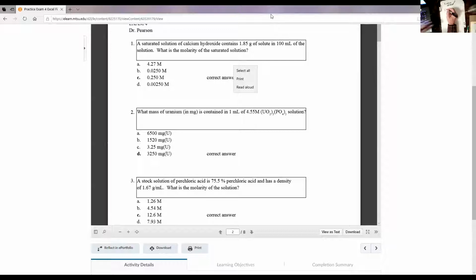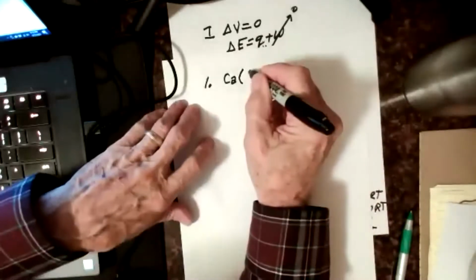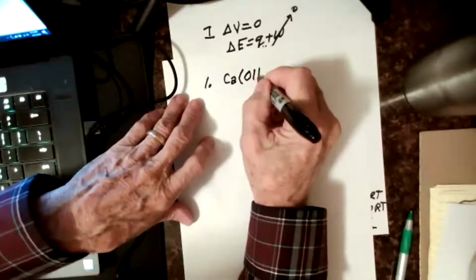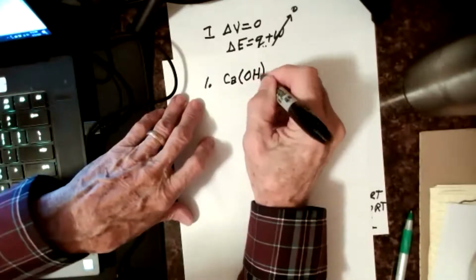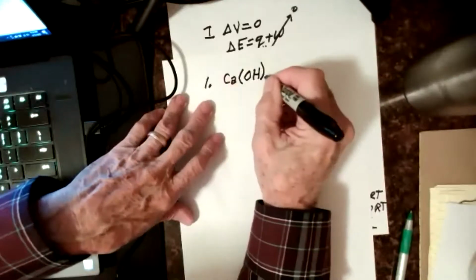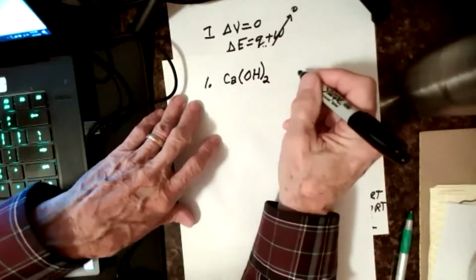Okay. So we got calcium hydroxide, and you are going to have to know what the formula is. Well, the hydroxide ion is OH minus. So you've got OH, it's a -1. Calcium's in group 2, it's +2. So the formula is going to be Ca(OH)2.